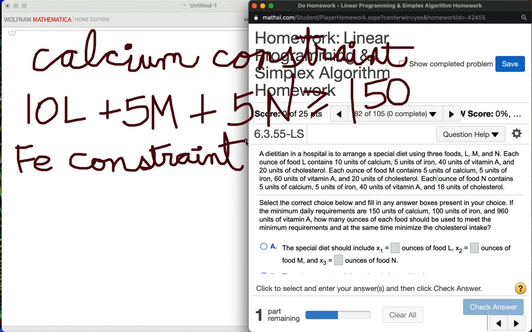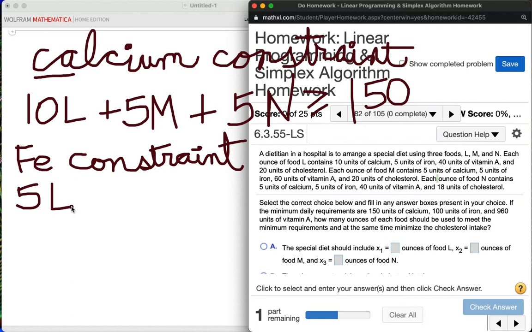Fe is the chemical symbol for iron. I think Ca is the chemical symbol for calcium. So let's look at the iron constraints. Each ounce of food L contains 5 units of iron. Let me read that again carefully.